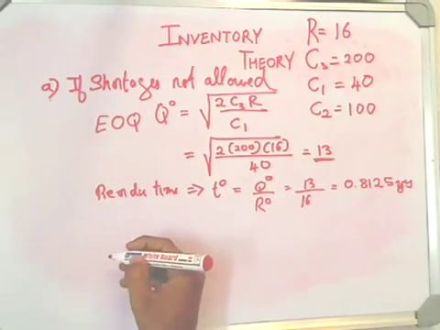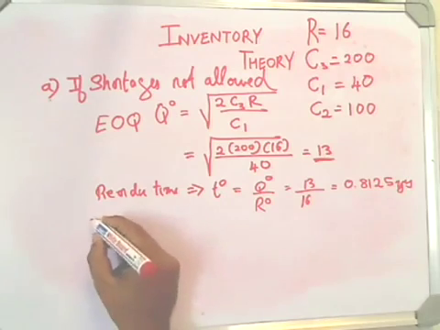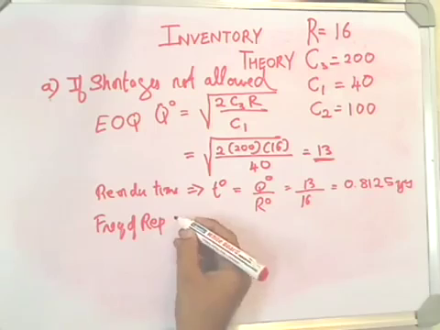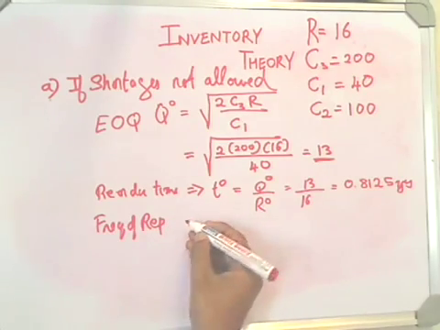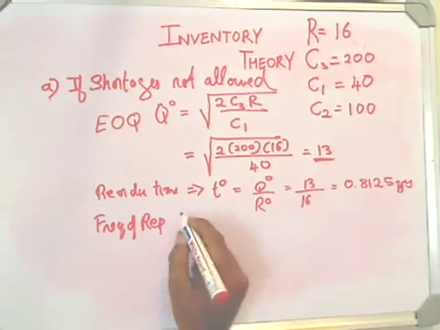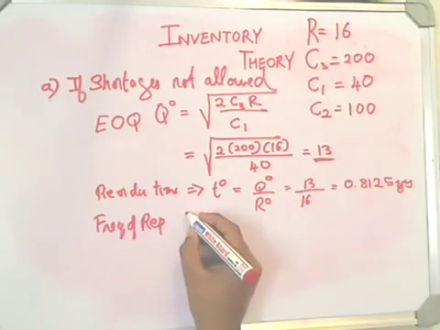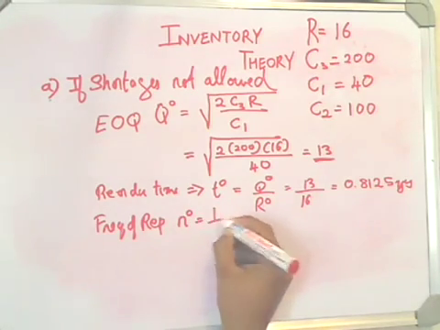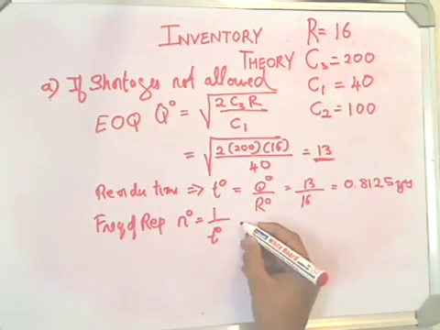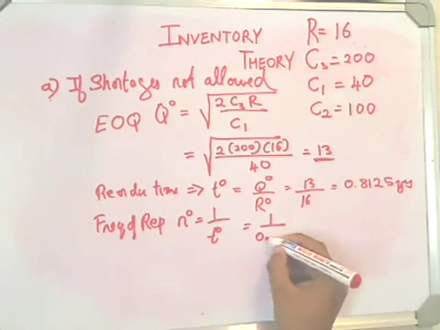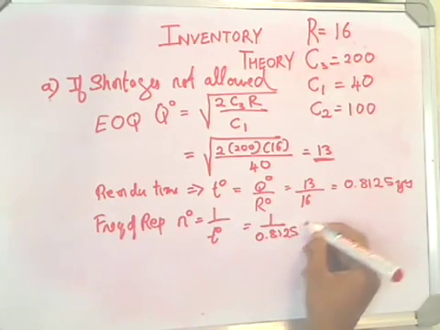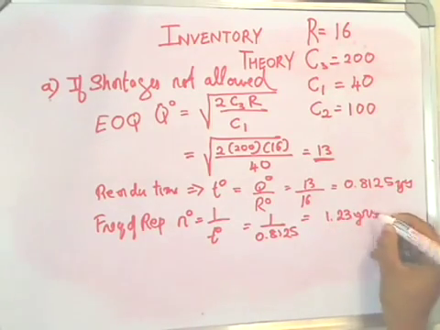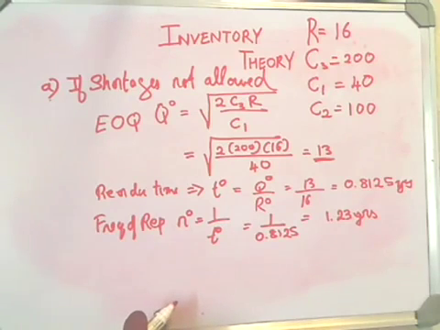The next thing that you have would be frequency of replenishment. Now, this is not really required to calculate, but I'm doing this so that you understand the whole inventory theory formula. Okay. Frequency of replenishment is given as N naught. N naught is equal to 1 divided by T naught, which is in fact 1 divided by 0.8125, which comes to about 1.23 years, which means you'd be restocking your inventory every 1.23 years.